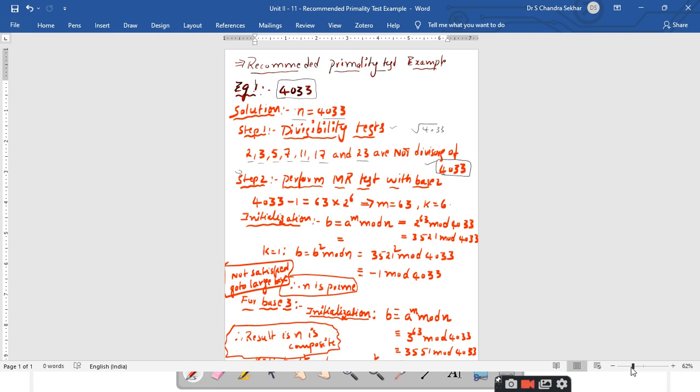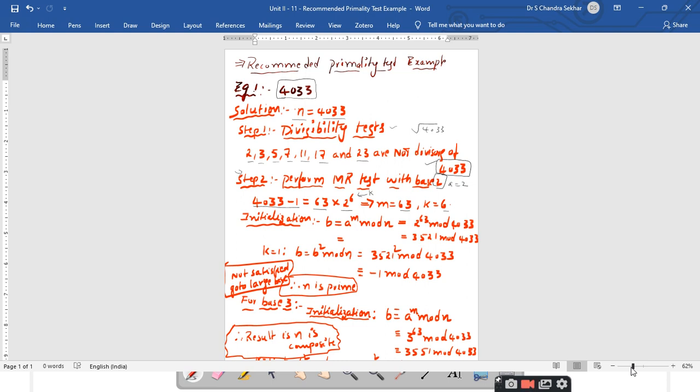In step 2 we are going to perform the Rabin-Miller test with base 2. I take the value of a equal to 2. First of all, let us express 4033 as 2 power k into m, where the value of k is 6. Therefore, the entire algorithm has to iterate k minus 1 times, that is 6 minus 1, equal to 5 times, where m is 63 and k is 6.